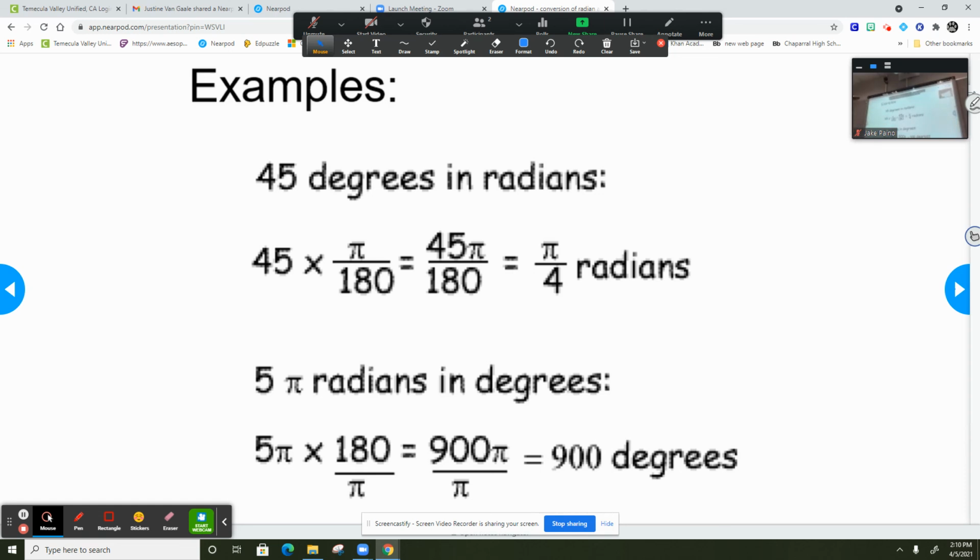So here are two more examples. 45 degrees: you go 45 times pi over 180, which is 45 pi over 180, and that reduces to pi over 4. Then if I give you 5 pi, what's 5 pi in degrees? You get 5 pi times 180 over pi. The pi's cancel out, and 5 times 180 is 900, so it's 900 degrees. That means you're going around the circle more than twice, and that will correspond with another angle we know on the unit circle.